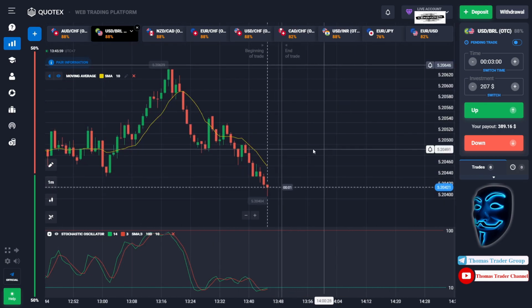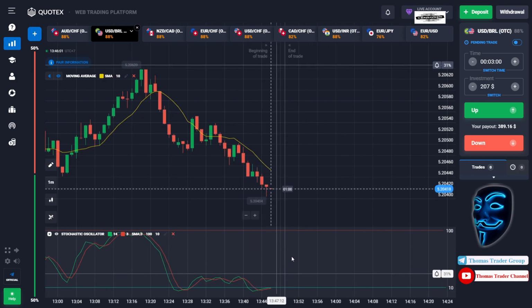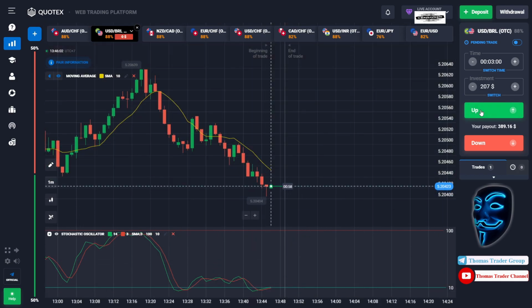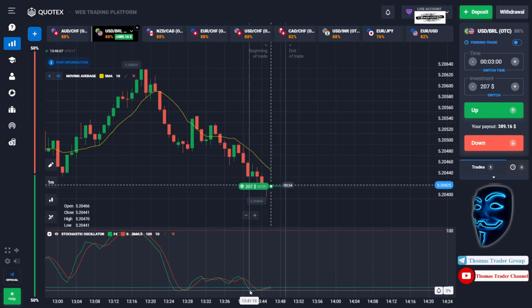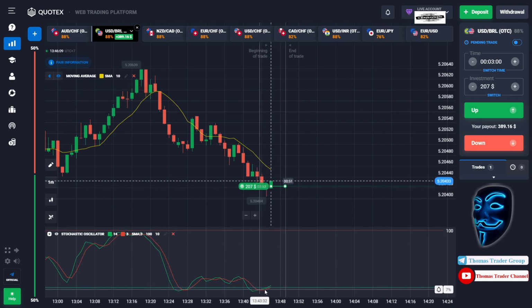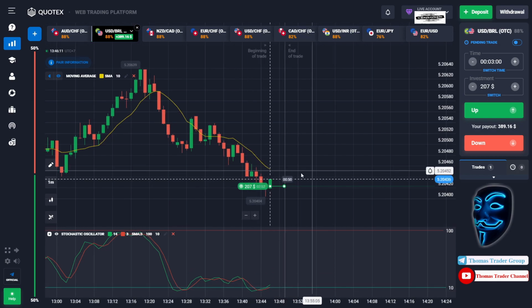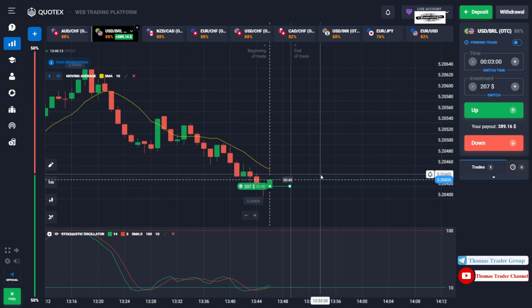As you can see over here, the market is going down. It touched the oversold area. We can open buy for 3 minutes because I'm sure that it will make a rebound when it touches the oversold area. And let's prove it here. Let's wait till the end of our trade.